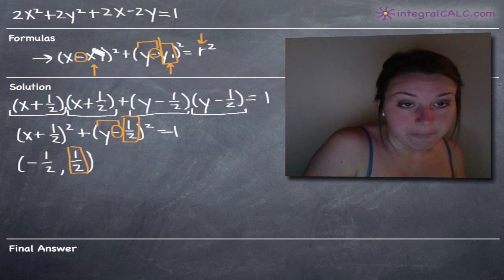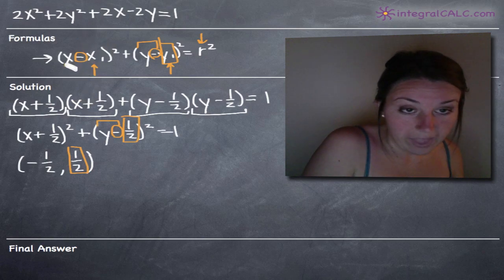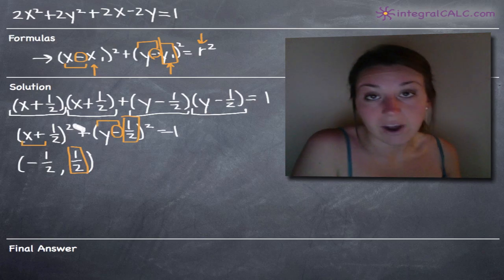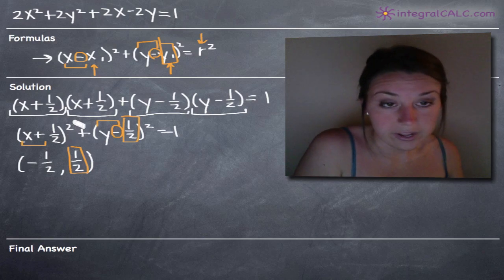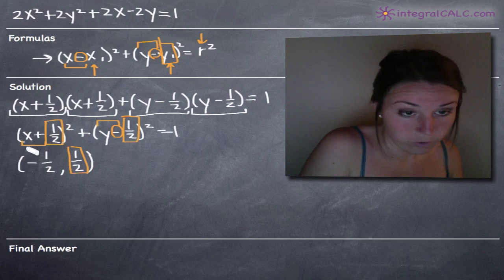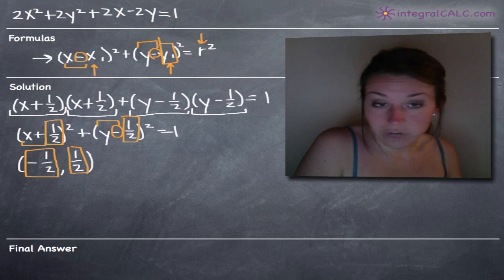But for the x's, we've got x minus in our formula. Down here in our equation, we've got x plus, which means we need to put a negative sign in front of our x sub 1 coordinate. So instead of just grabbing the 1/2 right here, we have to transform it into negative 1/2 in order to match our formula. So that's how we get the center of our circle.